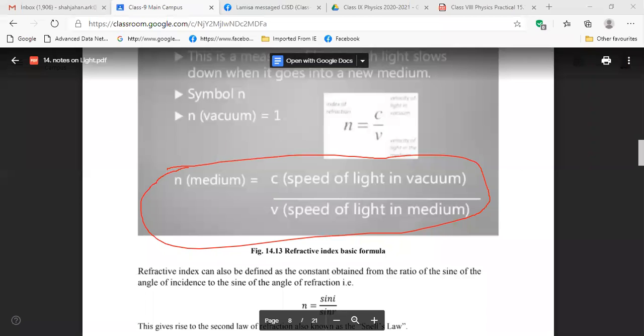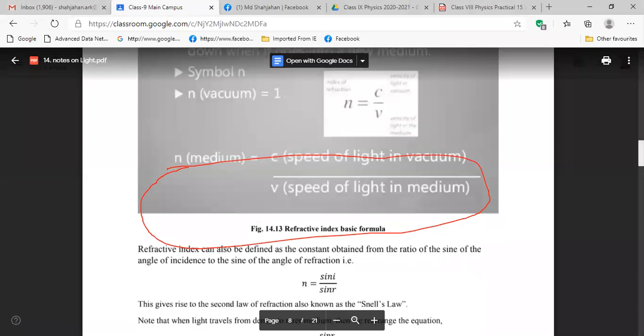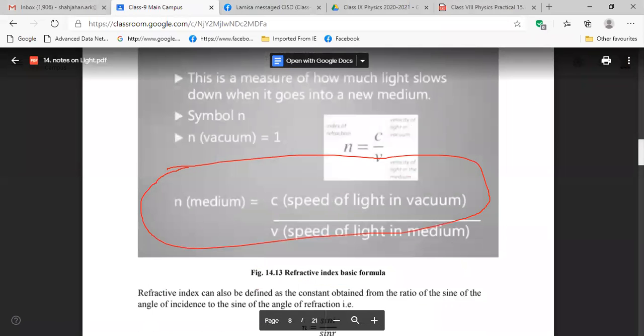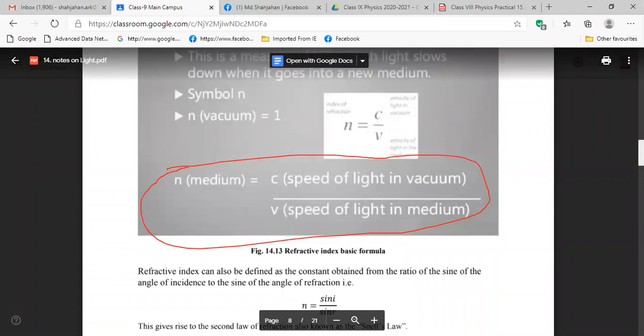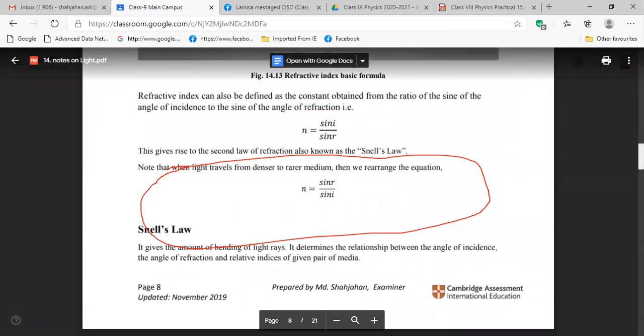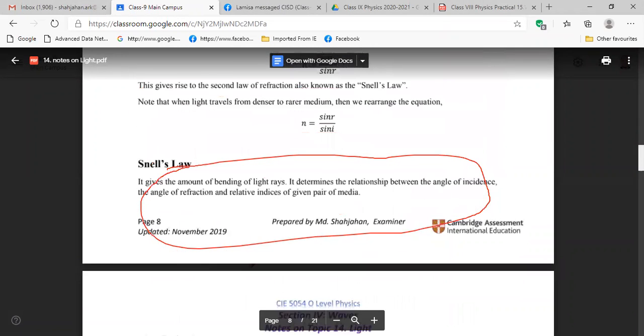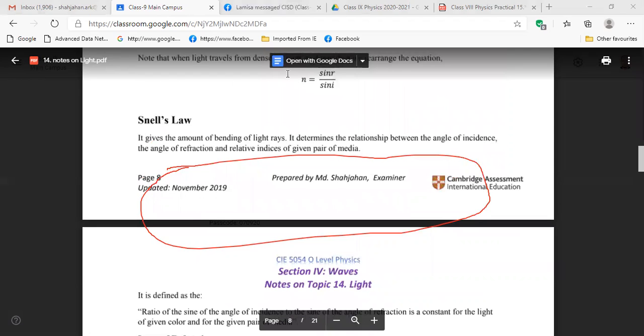So you are done? Yes, sir. We're done. Sir, do you need to copy that symbol N and vacuum equal to 1? Not necessary, it's fine. You already understood it. Now you write the heading Snell's law. You write the heading Snell's law.